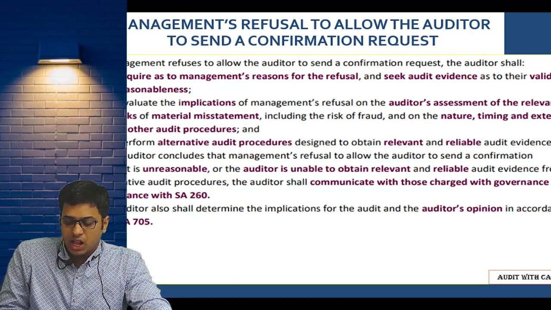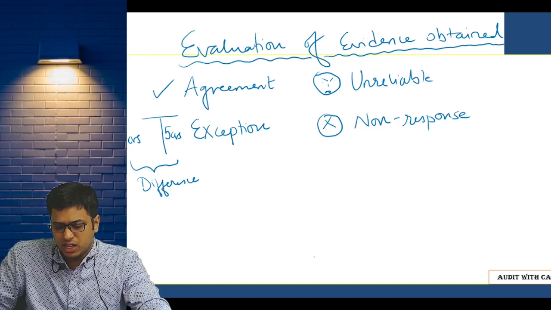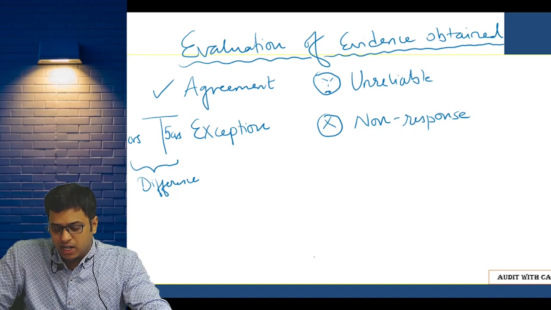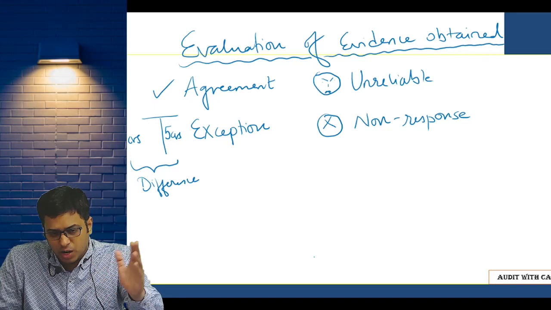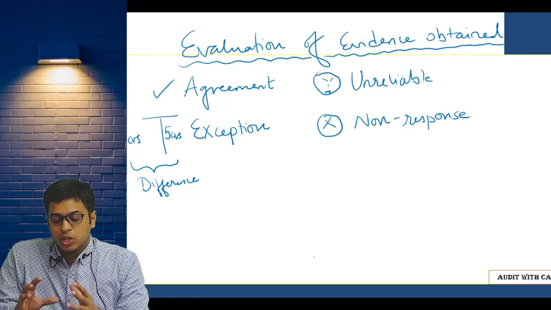Okay. Last answer in this standard is evaluation of evidence obtained. In this, when the client's third party, the third party with whom we are dealing, जैसे debtor हो गया, when they are responding to us, we will see whether वो response किस तरीके से.